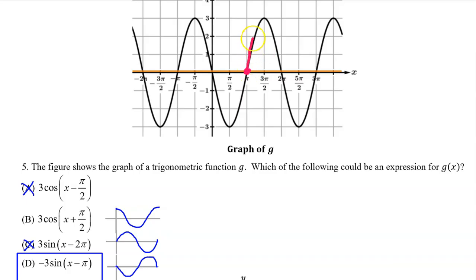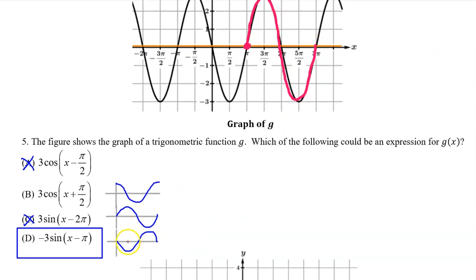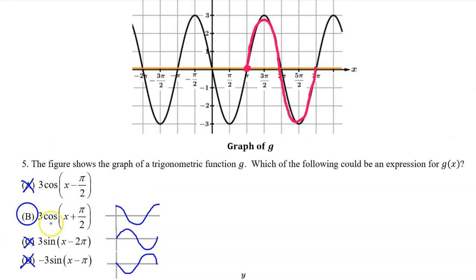If I trace out one period of the graph of g starting at pi, I get this shape, a right side up sine function, not an upside down sine function like we were looking for. So option D cannot be the answer. We have now confirmed that the answer is B.